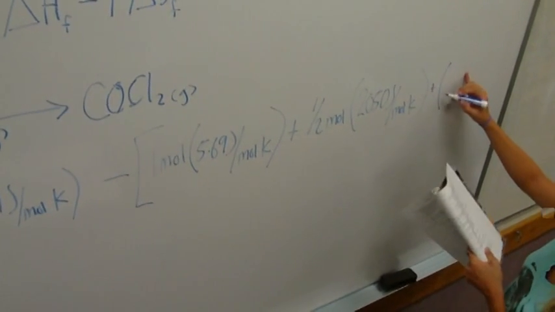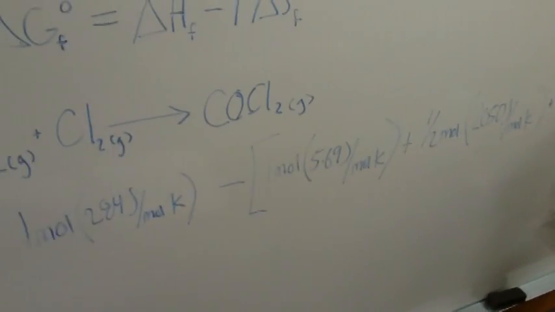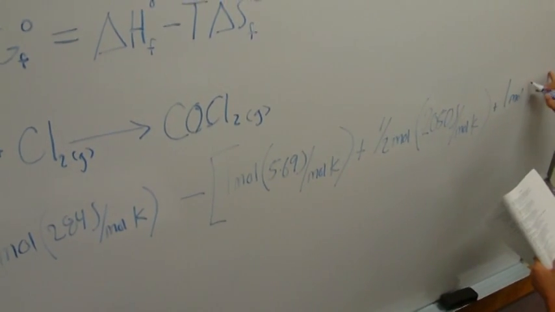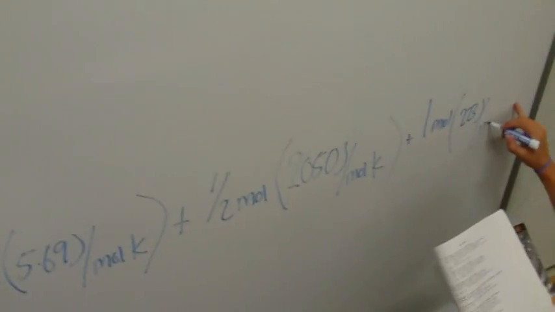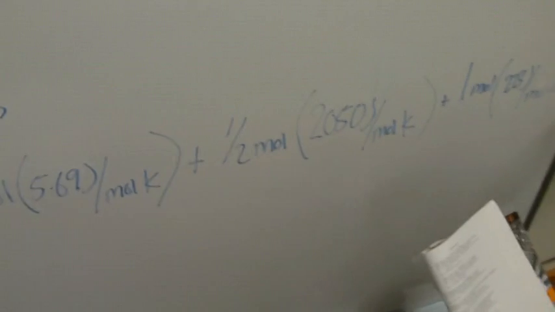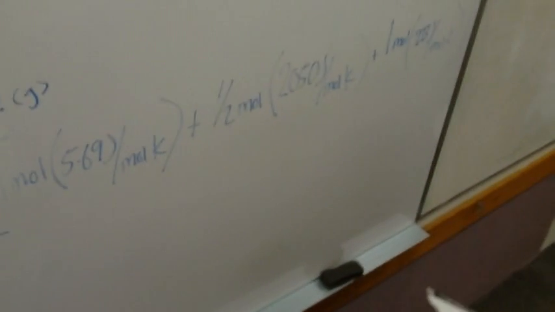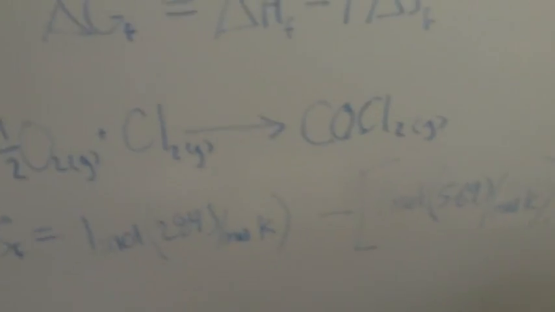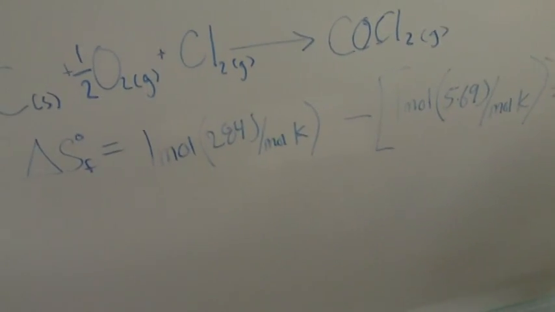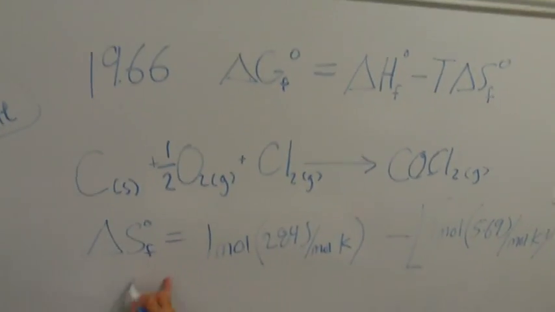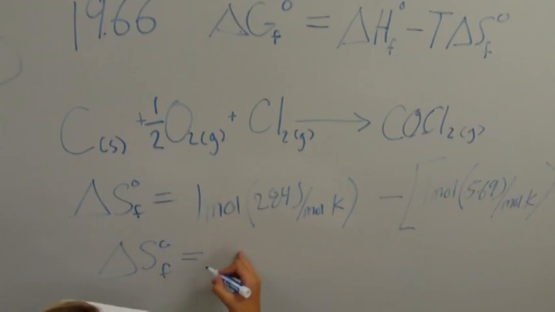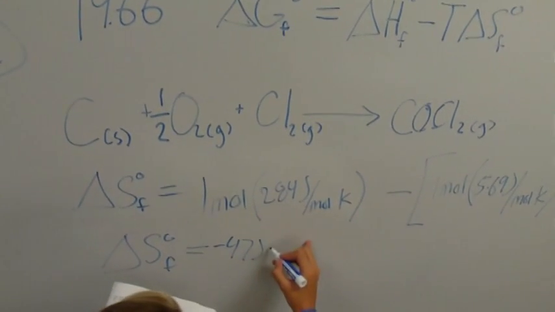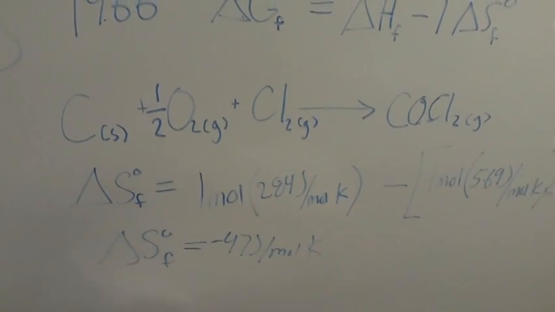Plus 1 mole times 223 joules per mole Kelvin. Just remember to get all these numbers from the table of delta S of formations in the back of the book or in the chapter. When we put all that into the calculator, we end up with the change of entropy for this problem being negative 47 joules per mole Kelvin.